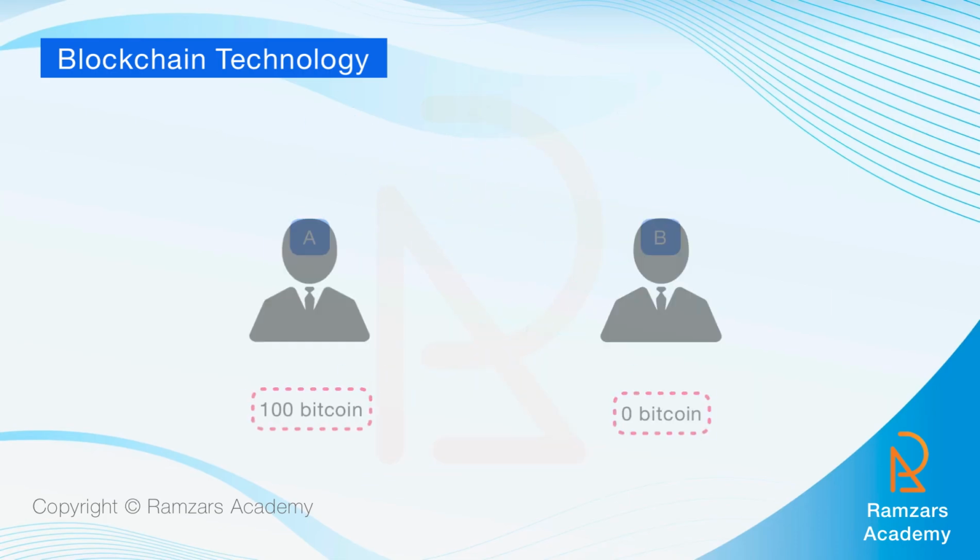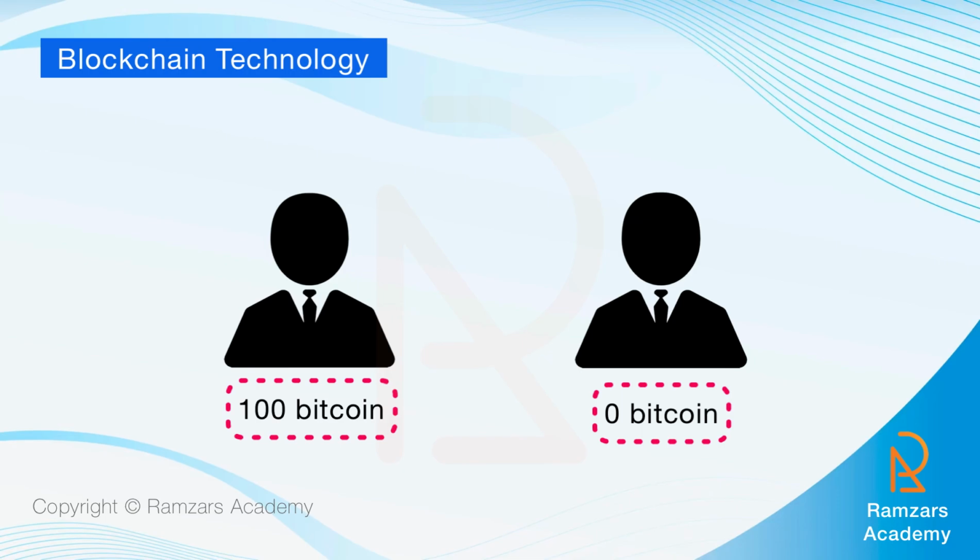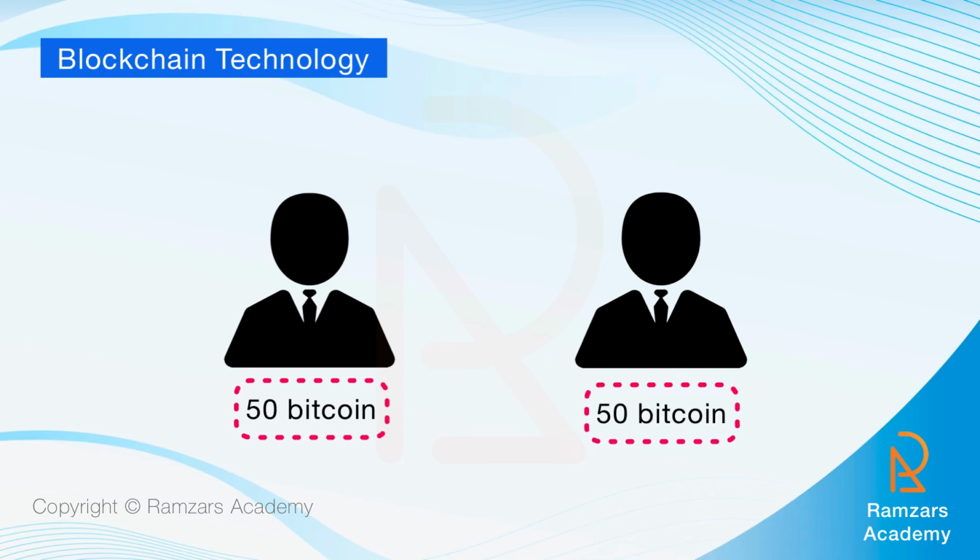Let's say A has 100 and B has 0 bitcoins. A transfers 50 bitcoins to B. Then A no longer has 100 coins because the ledger gets updated, and it will remove 50 bitcoins from A's balance and add 50 bitcoins to B's balance, creating a single and secure copy.